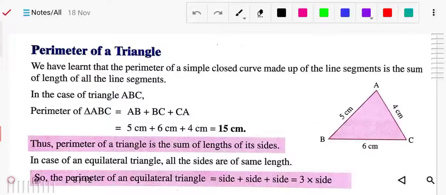Good morning, students. Today we will solve exercise 15B, page number 242. In this exercise, we will solve questions based on the perimeter of a triangle.